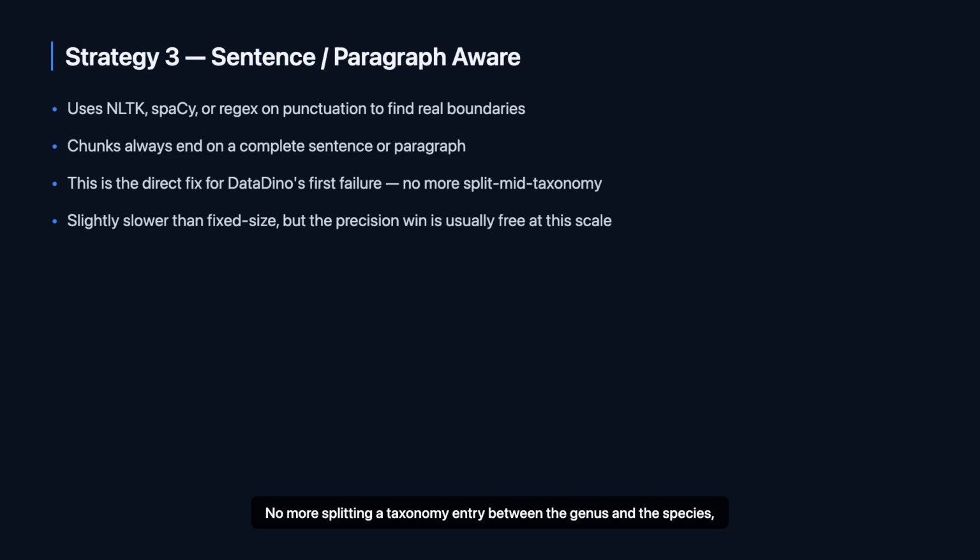No more splitting a taxonomy entry between the genus and the species, because the chunker now knows where a sentence actually ends. It's slightly slower than fixed size, but at the document volumes we're talking about, the precision win is essentially free.